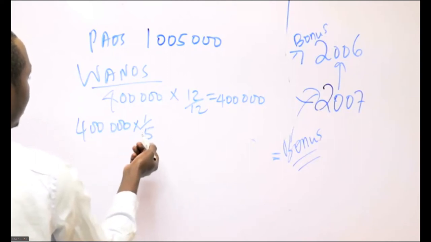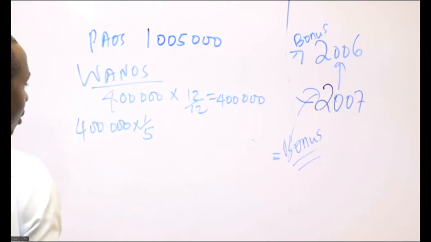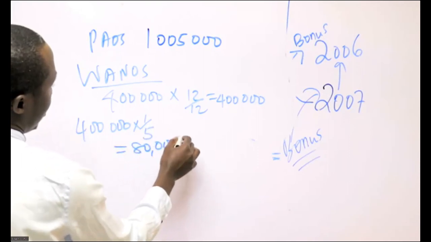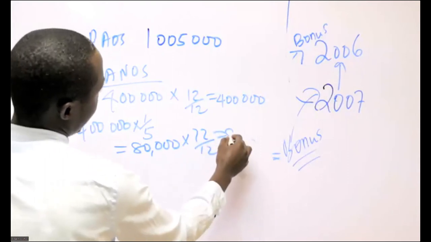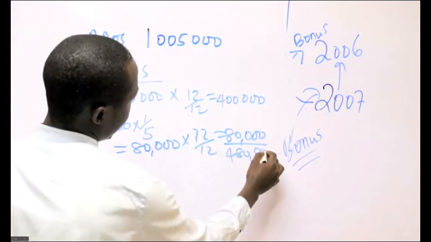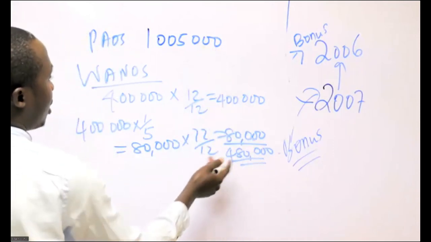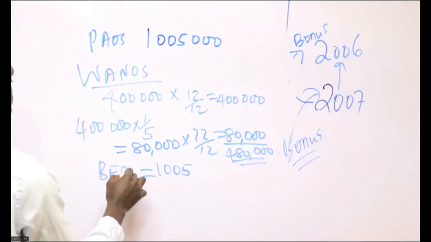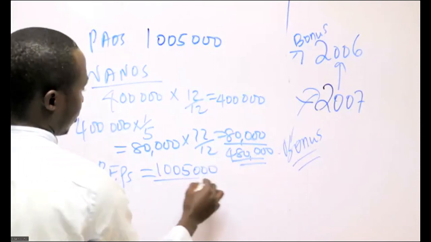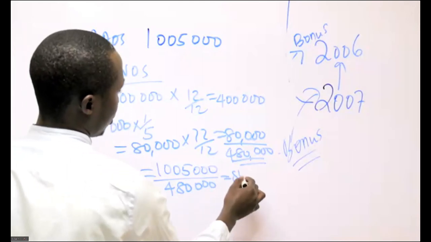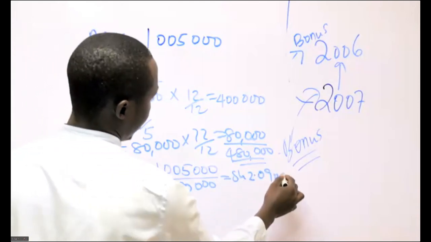We get what? 400 divided by 5 is 80. So you get 80,000, 12 over 12. So 80,000. You get 480,000. You say PAUSE divided by one-offs to get your basic EPS. So we're getting shillings 2.09 per share.